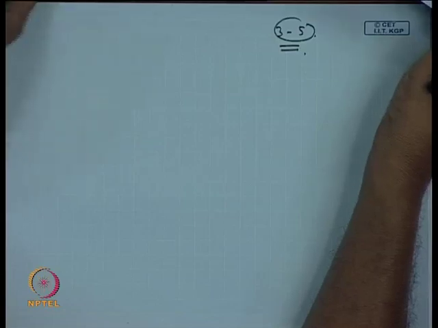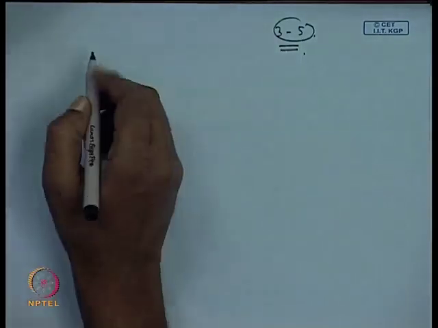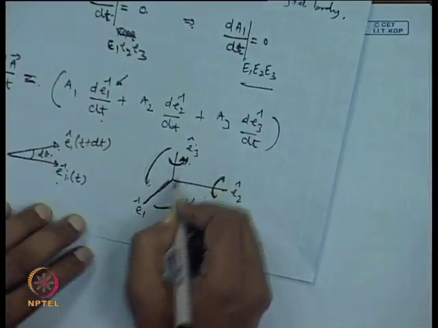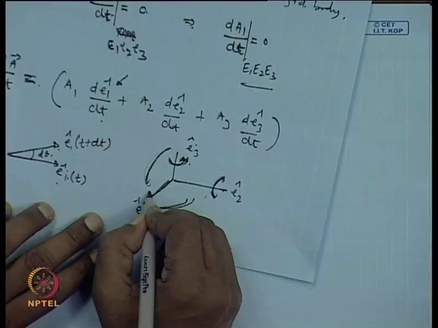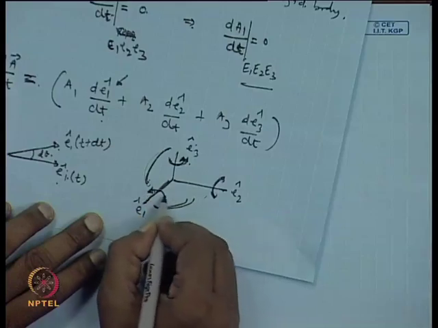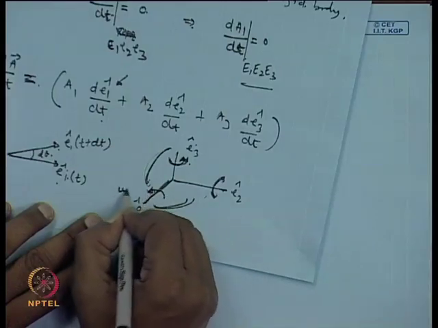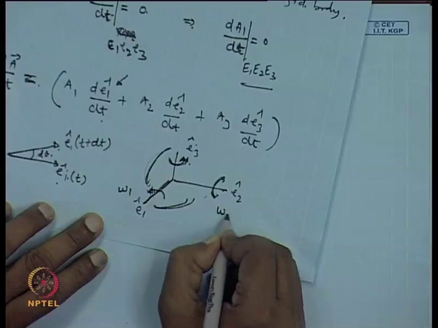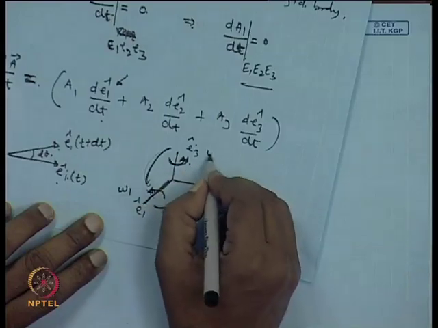Now, we need to work out all of them. If we say that this is the rotation about this axis, the component of the omega vector about this is omega 1, about this axis it is omega 2, and about this axis it is omega 3.